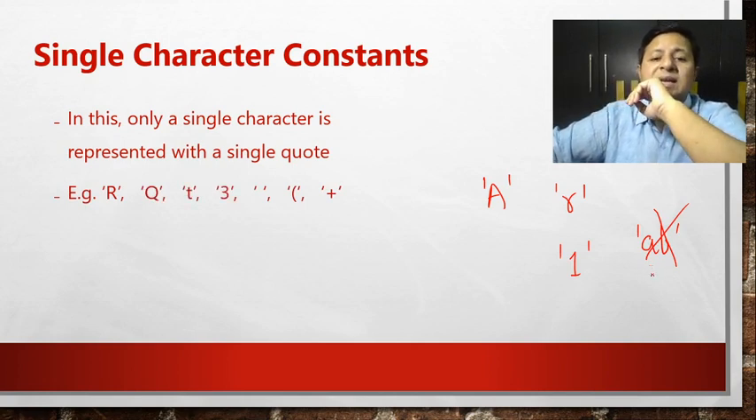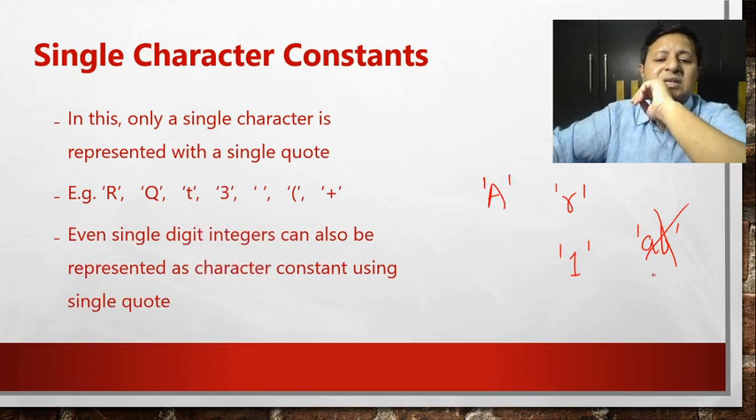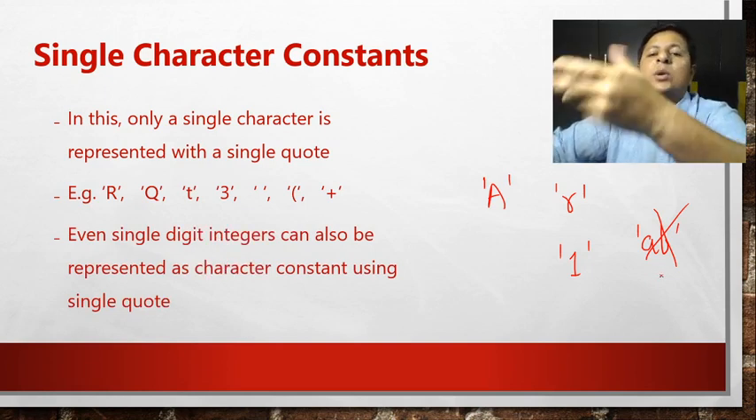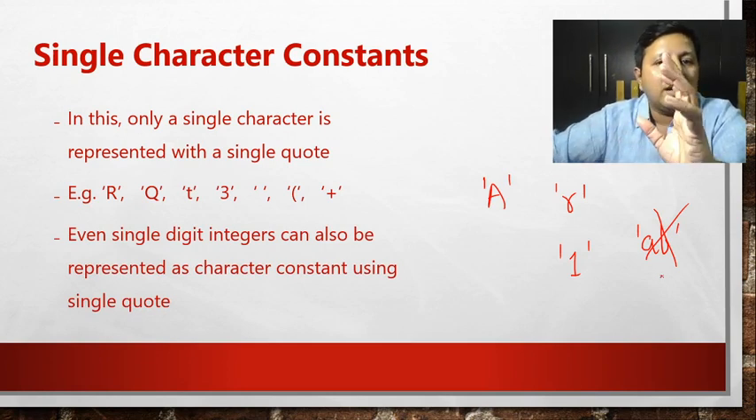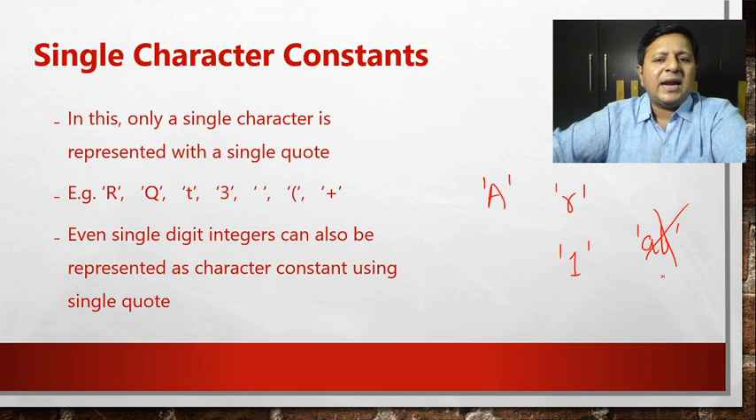We can even have digits. Single digit integers can also be represented as character constants. The only thing is that they must be kept within a single quote. On the other hand, we have backslash character constants.